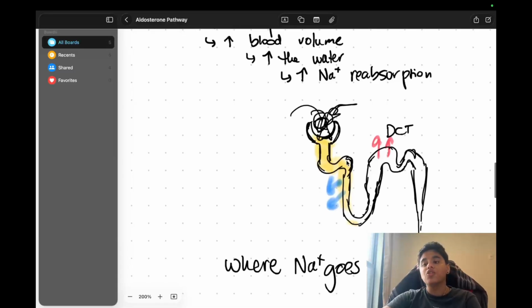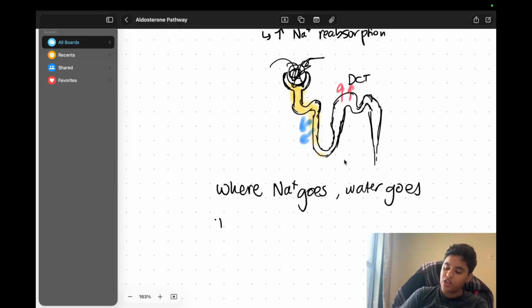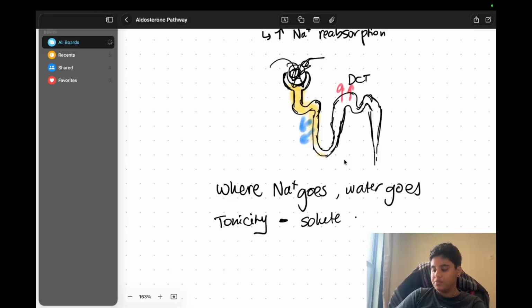Okay, and the reason for this is because your body wants to maintain the tonicity, right? And for those of you who are a little confused on what tonicity means, tonicity just means the solute concentration.